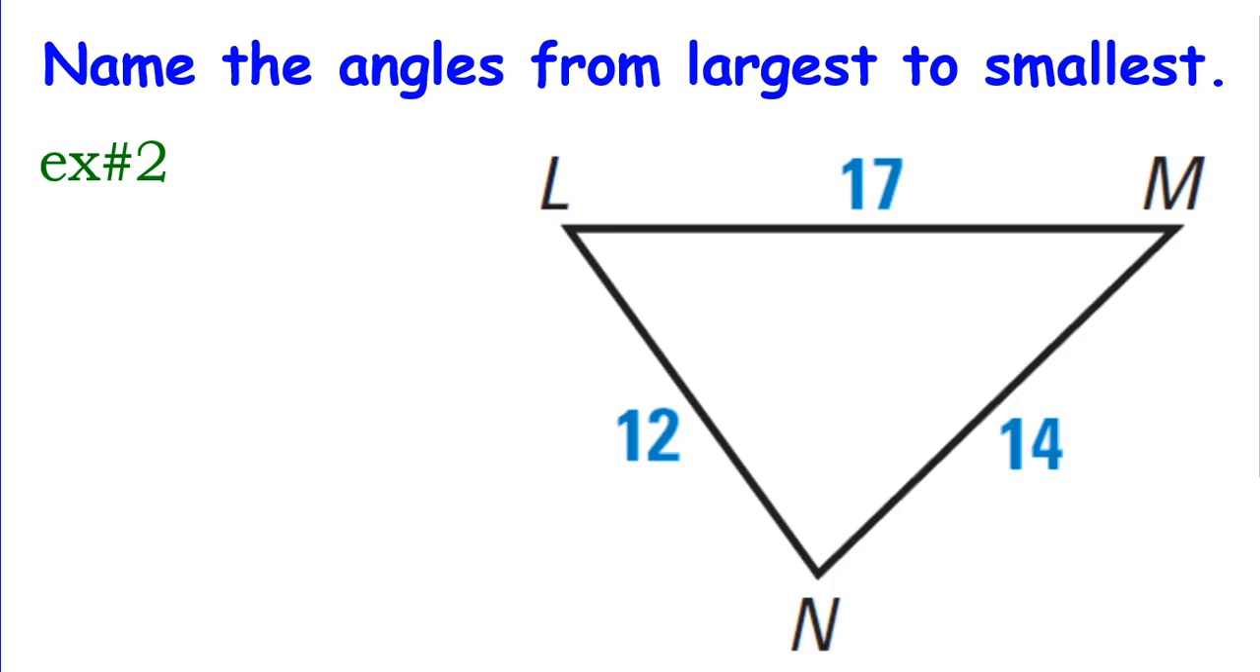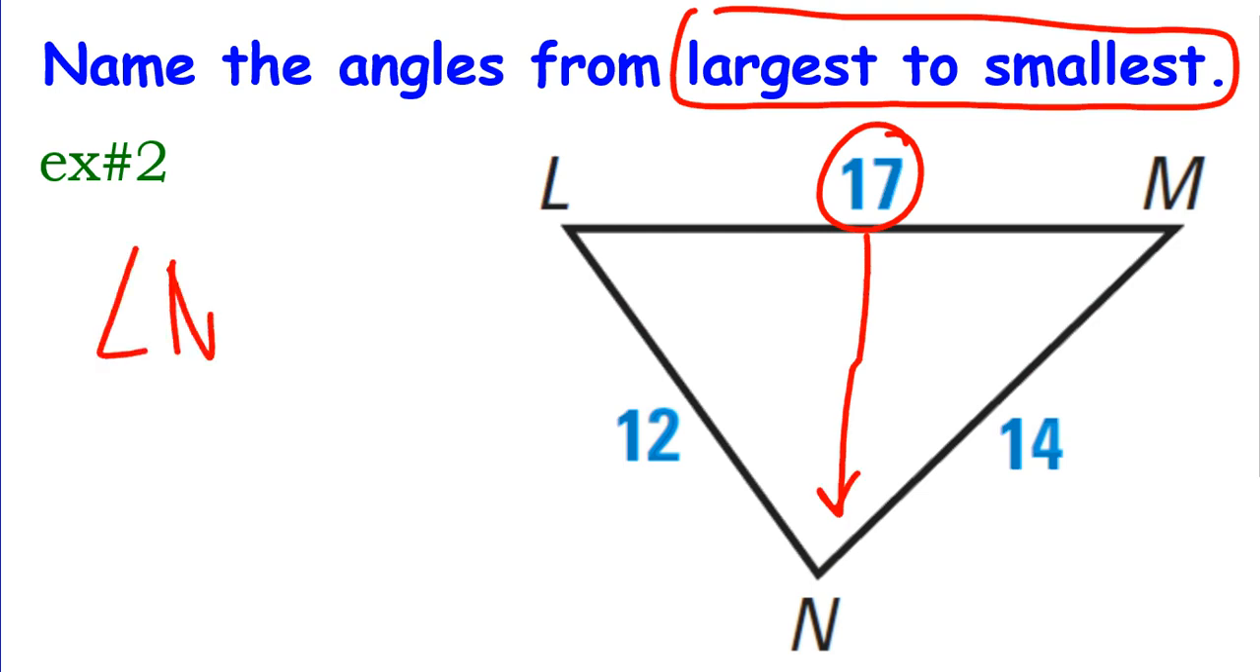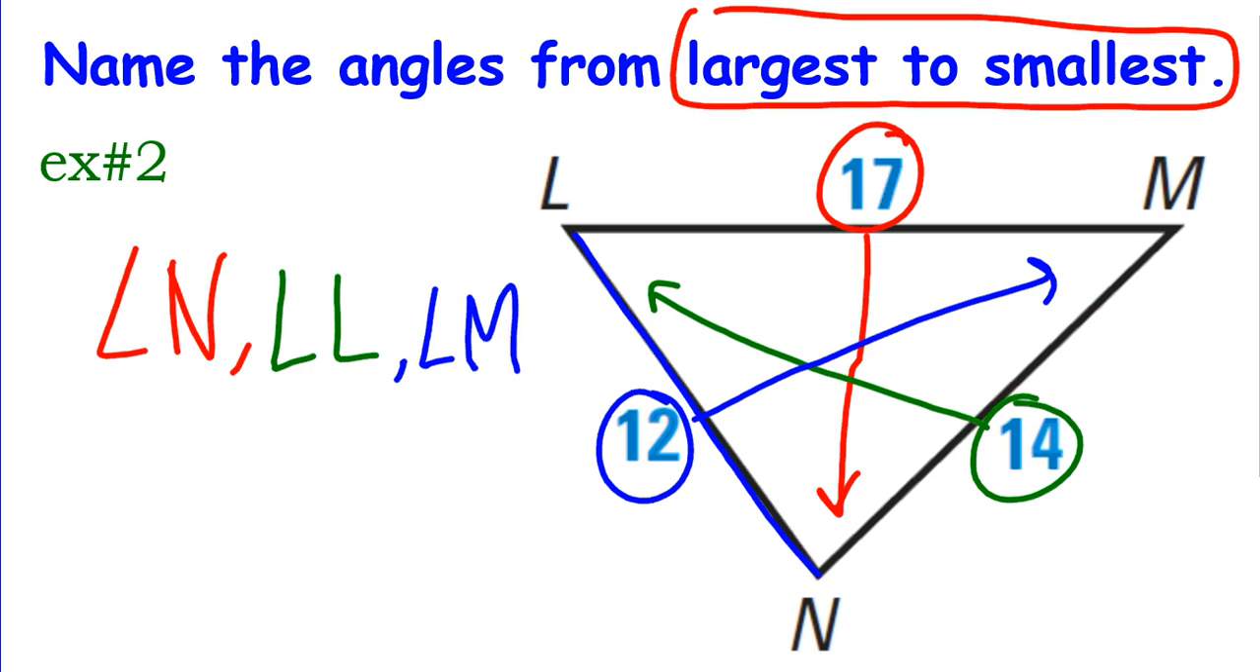Again, largest to smallest. So our largest side is 17, which is side LM, and that's across from angle N. So angle N is the largest angle. Second longest side is 14, which is across from angle L, which means that angle L is the next biggest angle. And last but not least is our shortest side, which is 12. 12 is across from angle M, so angle M is the third biggest angle. Make sure when you name angles, you put the angle sign.